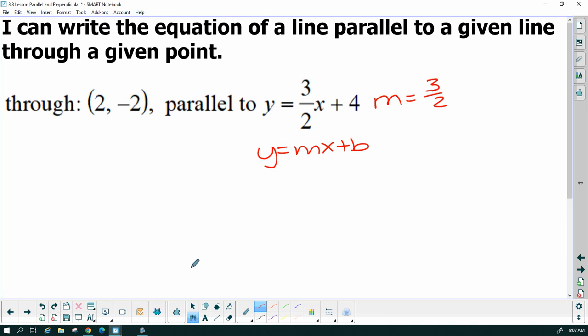And so what we want to do is write an equation of a line that's parallel to this one. So first we need to understand what it means to be parallel. Parallel lines are lines that never cross. And the thing that makes lines never cross is their slopes. It's the slantiness of the lines that makes them never cross. And so the thing about parallel lines is that their slopes are always the same.